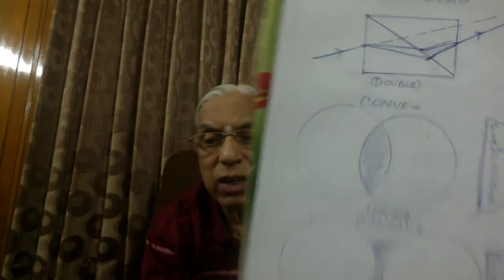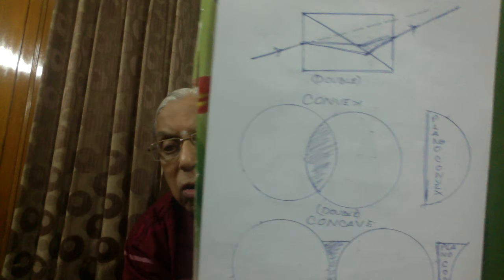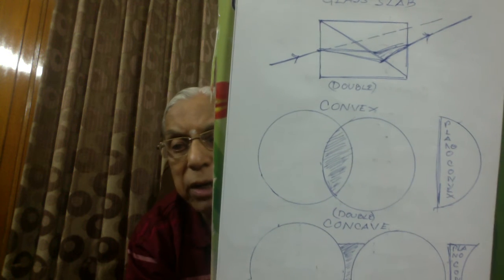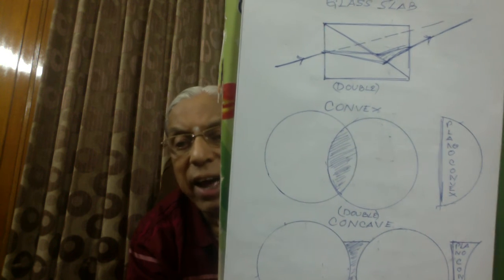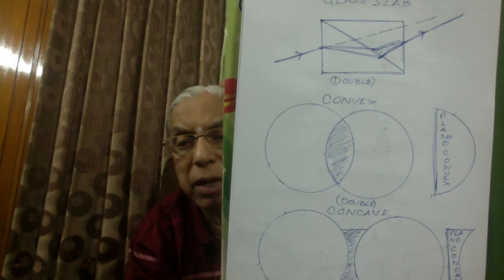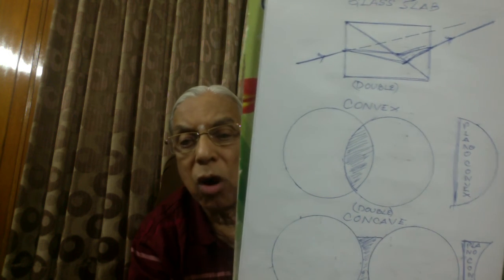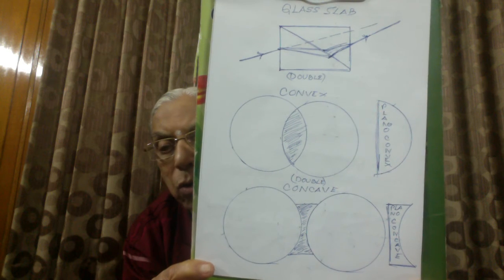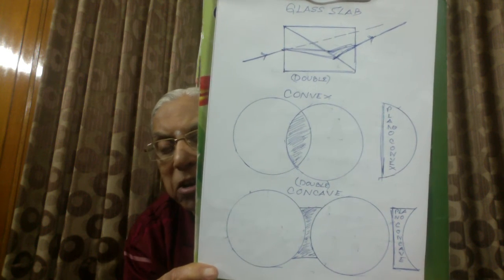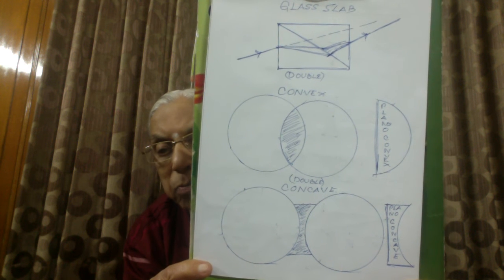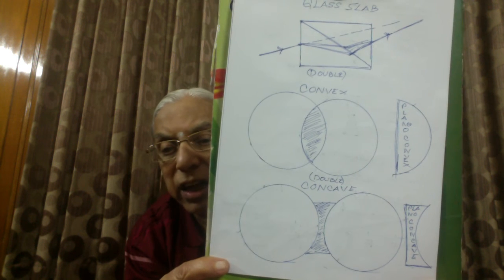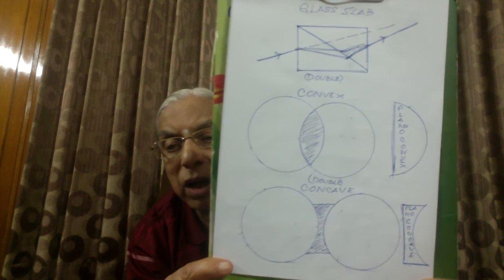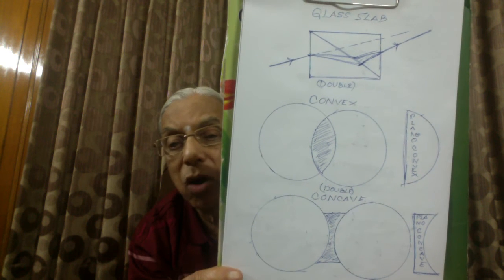The first one is called a plano-convex lens because it has a convex surface and a plane surface. It is a combination of those. The second one is the plano-concave lens. One side is plane and the other is a concave surface. Therefore, it is called a plano-concave lens. The other one is the plano-convex lens.